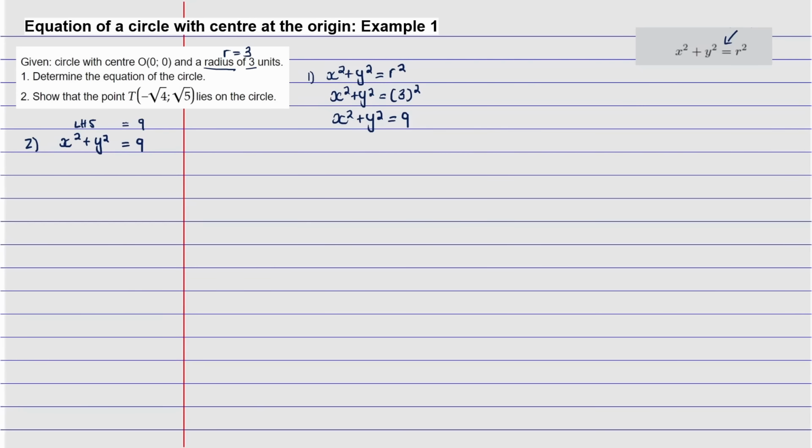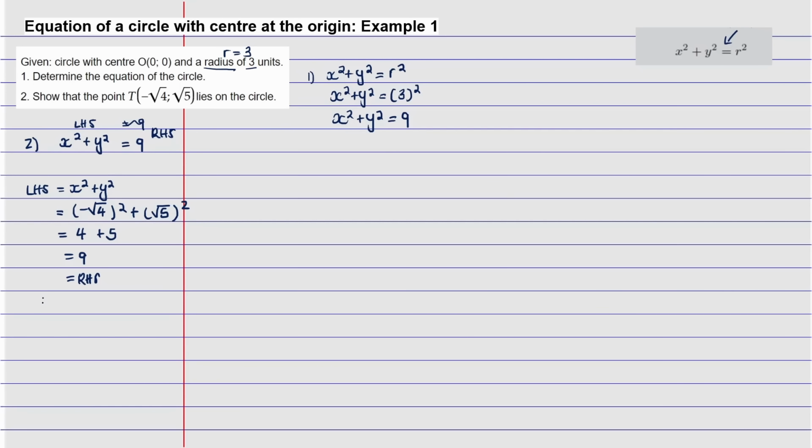Taking the left-hand side, which we have as x squared plus y squared, let's substitute. It's going to be negative square root of 4, all squared, plus root 5, all squared. That's the same as 4 plus 5, which gives us 9. Do you see the fact that it's 9? So this is equal to the right-hand side.